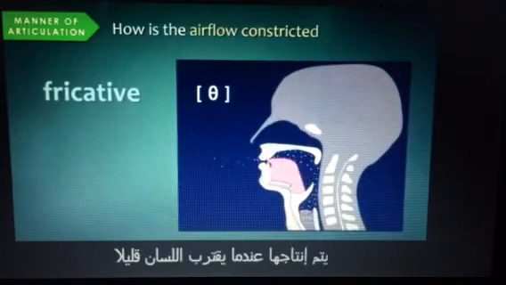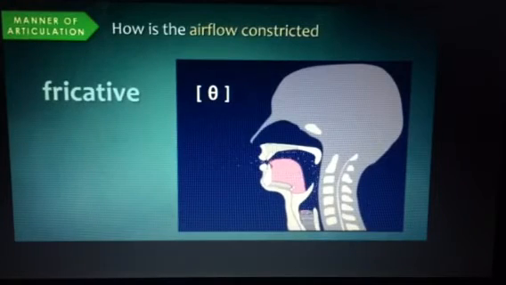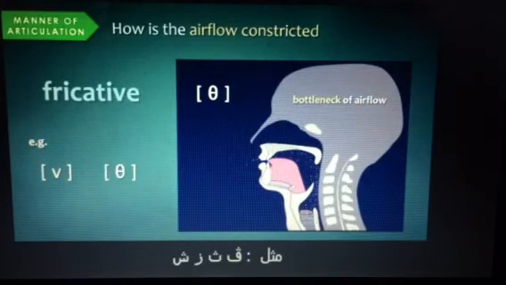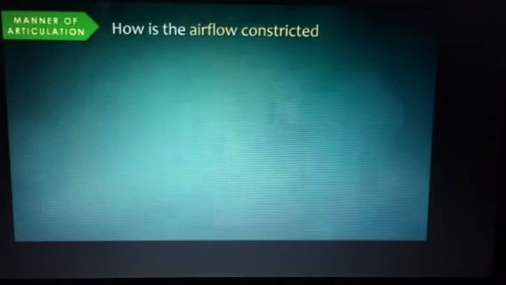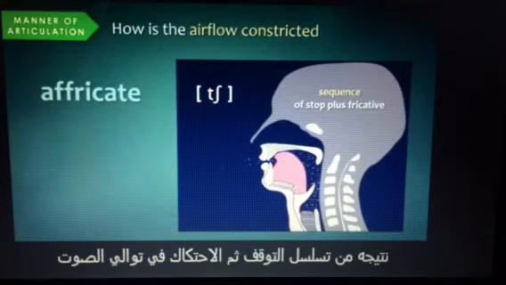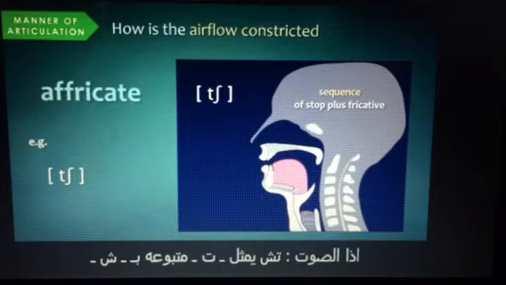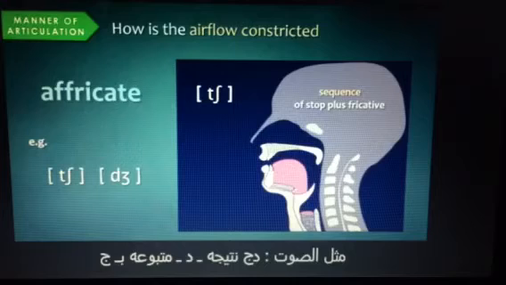Fricatives are sounds produced when the tongue approaches but does not make contact with a place of articulation, causing a bottleneck of the airflow. And this gives the sound a friction-like quality, such as v, f, z, sh. Affricates result from a sequence of stop plus fricative in rapid succession. So the affricate ch represents t plus sh, just as the affricate j results from d plus sh.